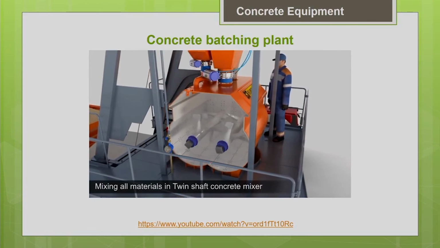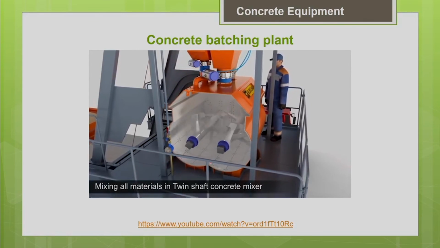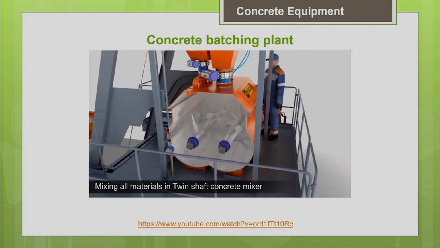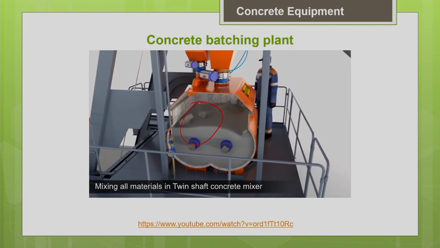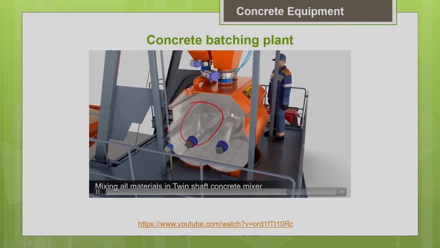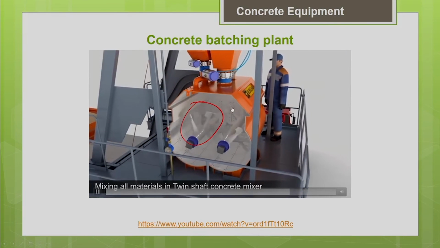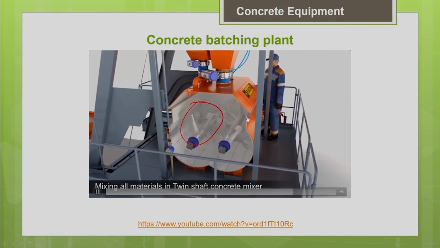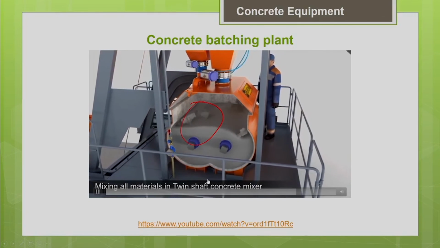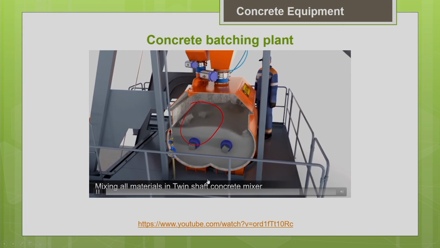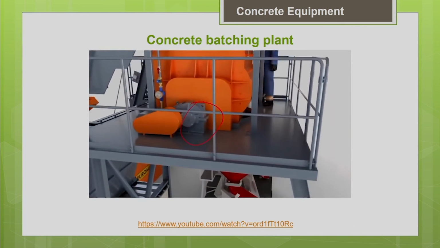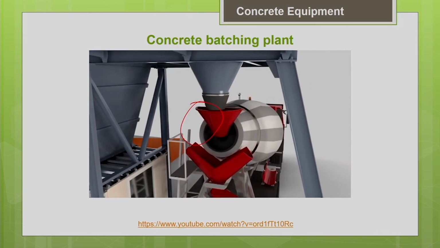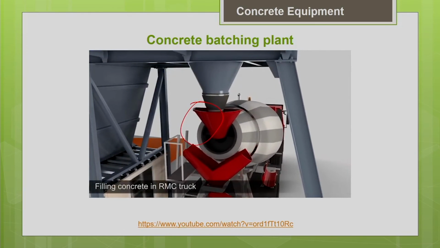So this is a twin shaft concrete mixer as we discussed earlier. You can see horizontal shaft and the paddles are arranged spirally. Okay, you can see spiral arrangement of paddles along the shaft of the mixer. Okay, so this spiral arrangement helps you to have a homogeneous mixing of the material. Okay, so once the concrete is mixed, you can see that it will be delivered into the hopper of the RMC transit mixer.